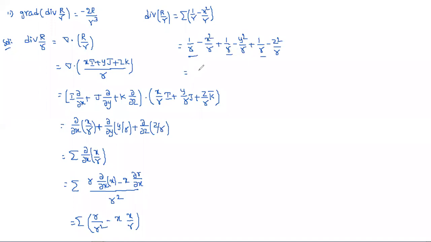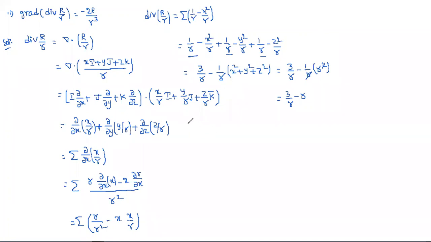This is nothing but simply 3 by r minus, and for the remaining terms, 1 by r is the common factor. If you take that as common, we'll get x square plus y square plus z square. So this is 3 by r minus 1 by r into (x square plus y square plus z square), which is nothing but r square. So this is equal to 3 by r minus, and with the cancellation, we get 3 by r minus r. So this is only for the divergence of r by r.